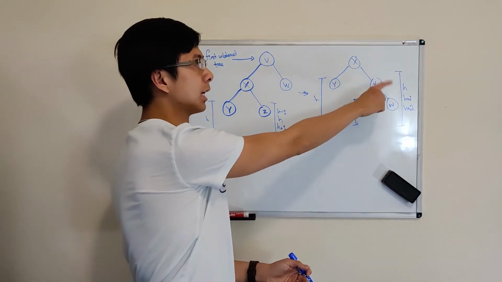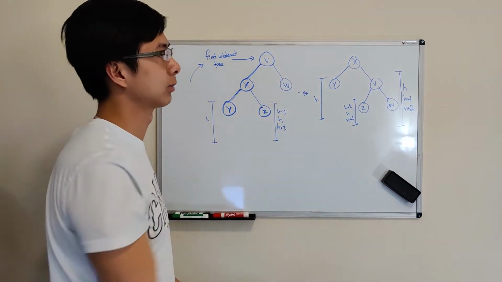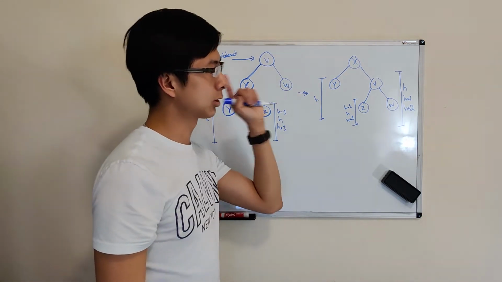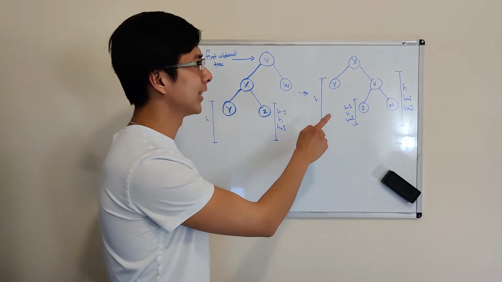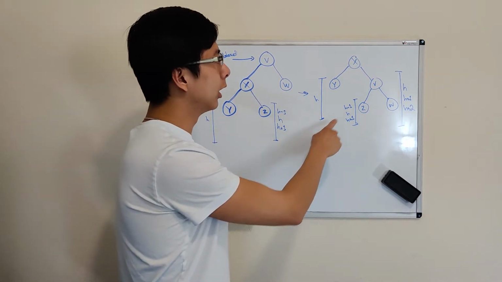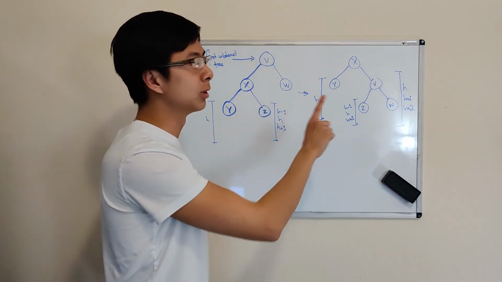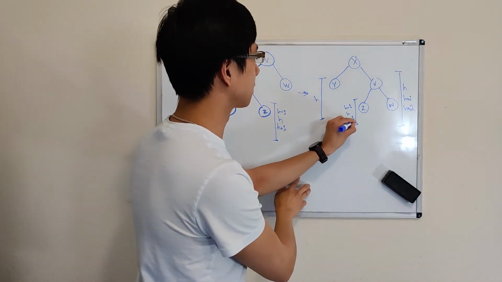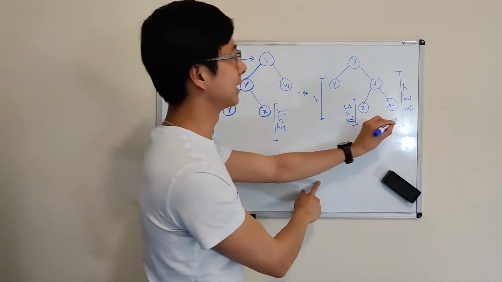And if V's height is H plus 1 and Y's height is H, then it's still balanced because they're within 1 of each other. But if V's height is H plus 2 and Y's height is H, then it's unbalanced. So of the three different cases, one of them results in an unbalanced tree. And that one case is if Z's height is H plus 1. Because if Z's height is H plus 1, then V's height becomes H plus 2.